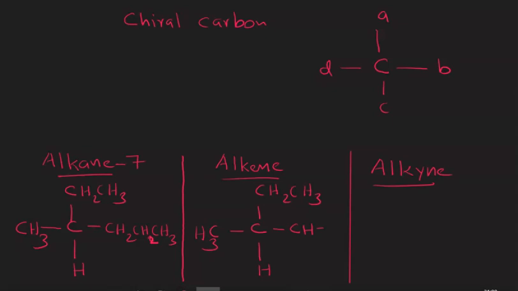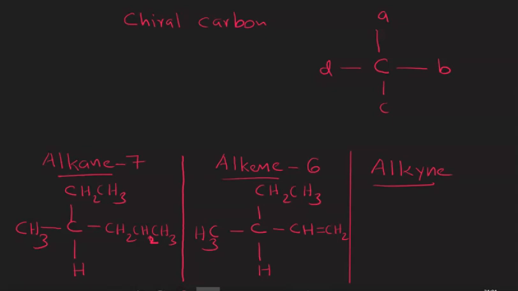CH double bond CH2. Okay, now if you look at this carbon atom, this is chiral. Why? Four different groups are attached: H, CH3, CH2 CH3 and CH double bond CH2. Okay, so how many carbon atoms are there? One less than the previous one, right? 1, 2, 3, 4, 5, 6. So 6 carbon atoms are required in an alkene. The minimum number of carbon atoms required in an alkene to show optical activity is 6.